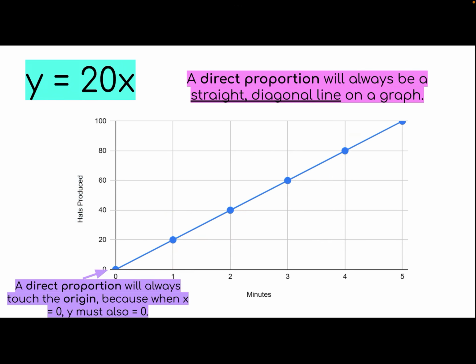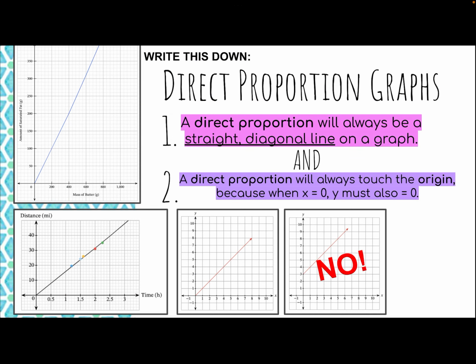It's also important for you to write down and memorize that a direct proportion will always touch the origin, because when x equals 0, y must also equal 0. That's the only time when y divided by x, in this example, does not equal 20. So let's write this down. Direct proportion graphs: number 1, always are a straight diagonal line on the graph, and number 2, always touch the origin.